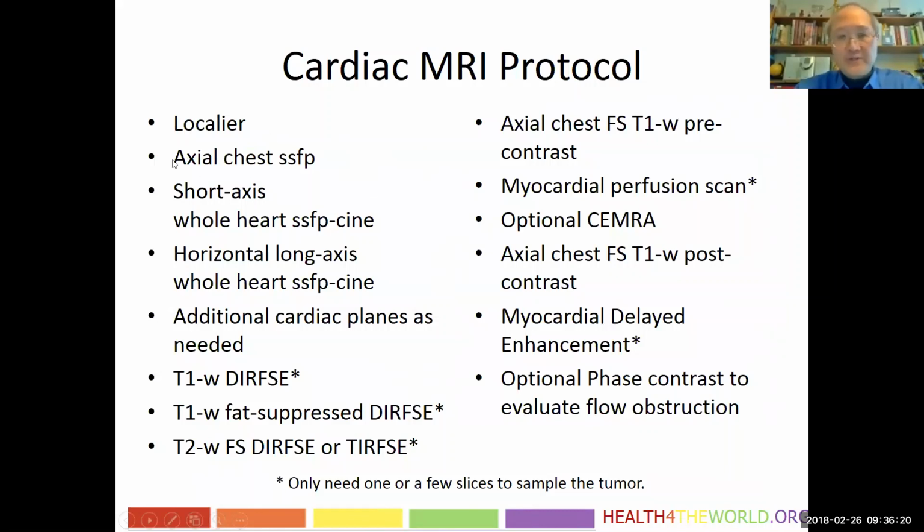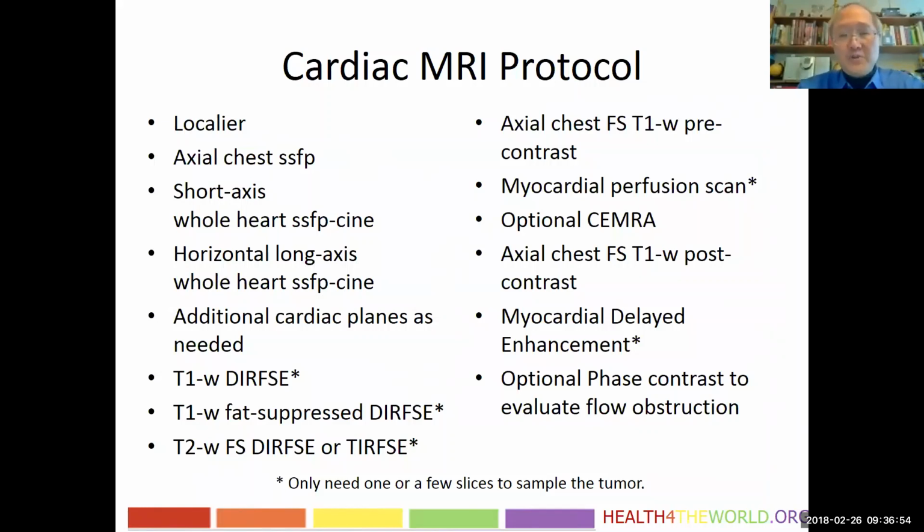We'll usually start with a localizer to figure out where the chest is, and then do a survey of the chest to find all the big issues that we will have to follow. Typically, we'll do this with an axial single-phase SSFP sequence. Once we transform to the cardiac axis, we'll survey the entire heart using SSFP cine in two planes. We'll do the short axis all the way from the atrium to the tip of the apex, and then a horizontal long axis, which is equivalent to a four-chamber view. Again, include the whole heart from the very top to the bottom.